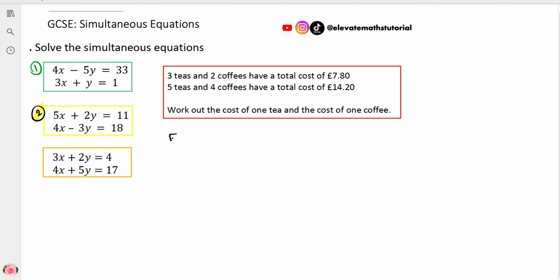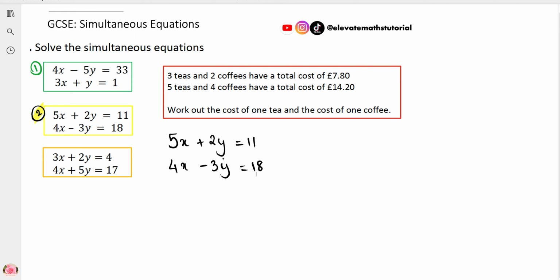So let's get started. We have 5x plus 2y is equal to 11, and then we have 4x minus 3y is equal to 18. So what we have here is again the same sort of method that you used for the first question. We're going to look for the same method here. So can I multiply 4 by something to easily get 5? I can't do that. And can I multiply 2 by something to get 3? I can't do that. You're starting from the lower number and seeing if you can multiply to get the bigger number. For both of these, you can't do that.